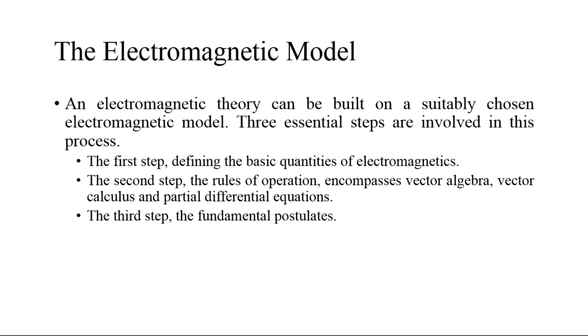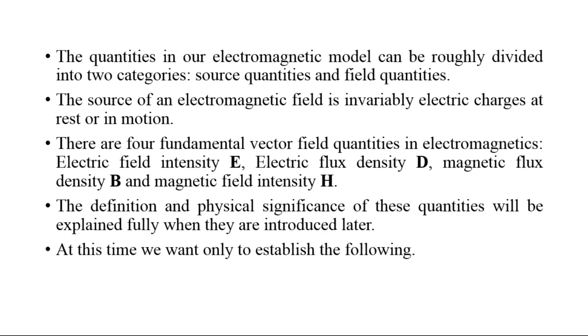Similar is the case with electromagnetic theory, when we build it on a suitably chosen electromagnetic model. Three essential steps will be involved in this process. The first step is to define the basic quantities of electromagnetics. The second step involves the rules of operation, which are vector algebra, vector calculus and partial differential equations. Whereas the third step involves the fundamental postulates. So let's discuss the first step.